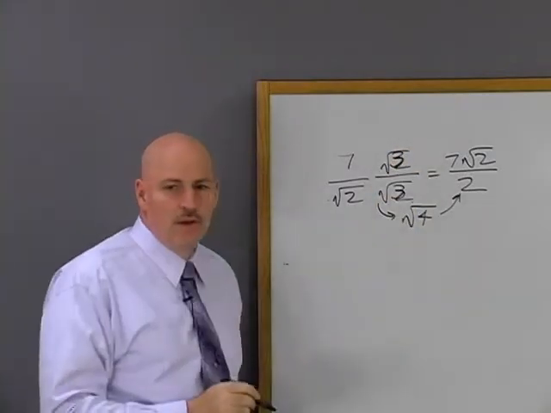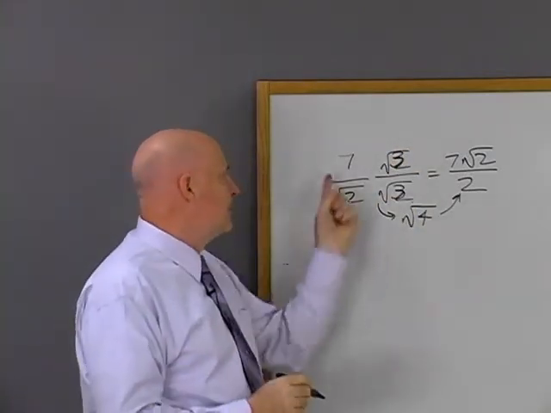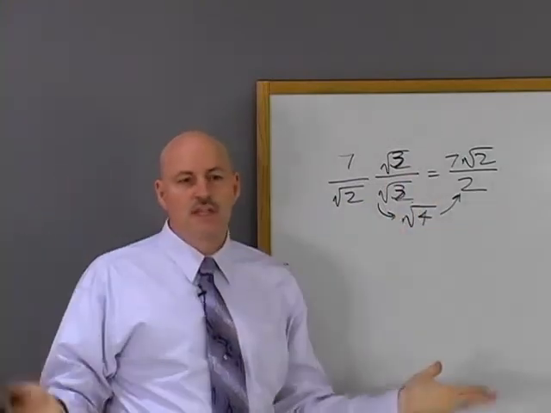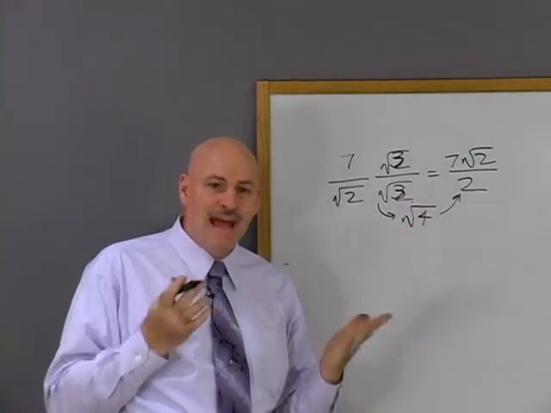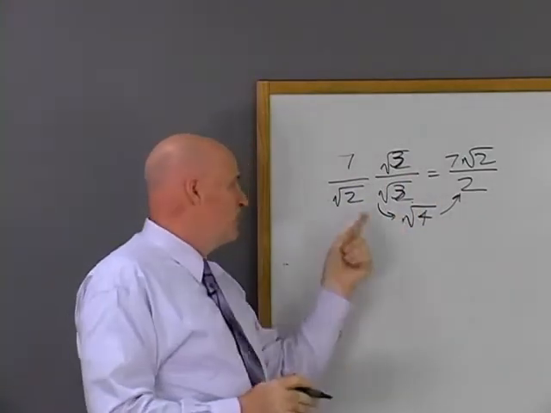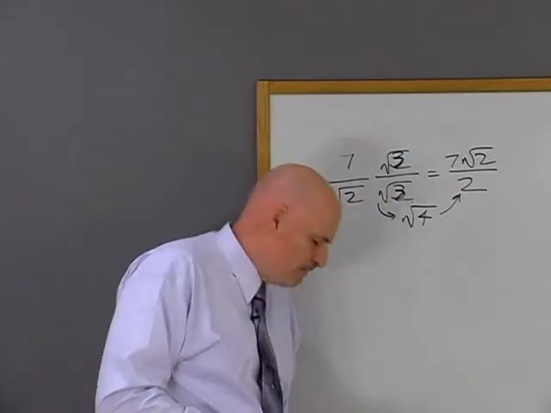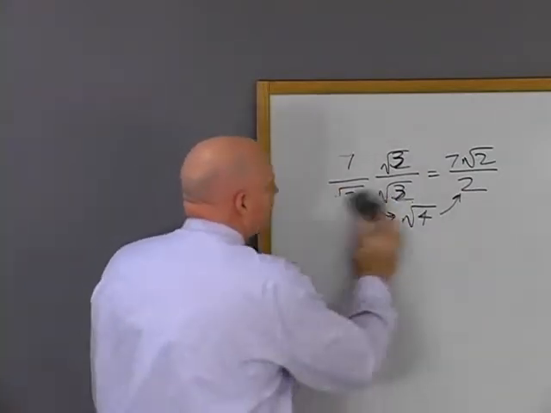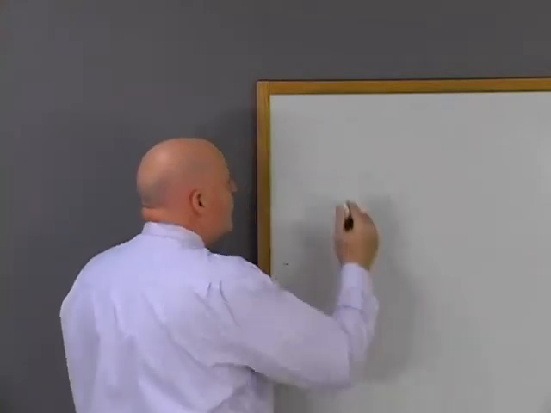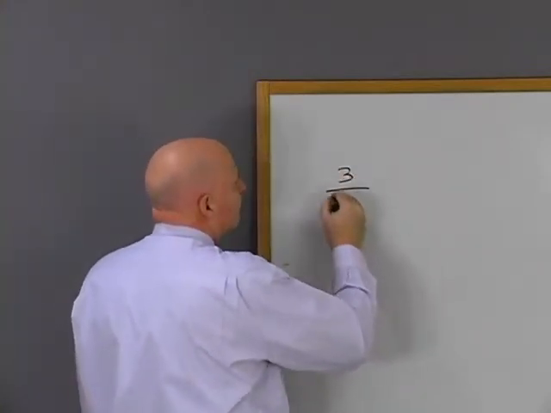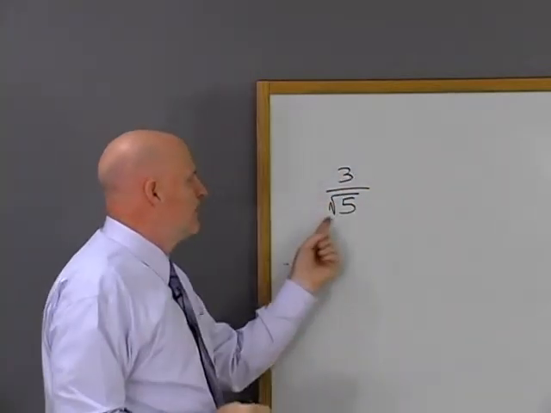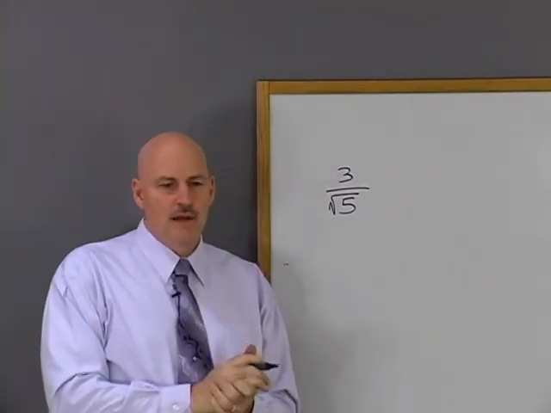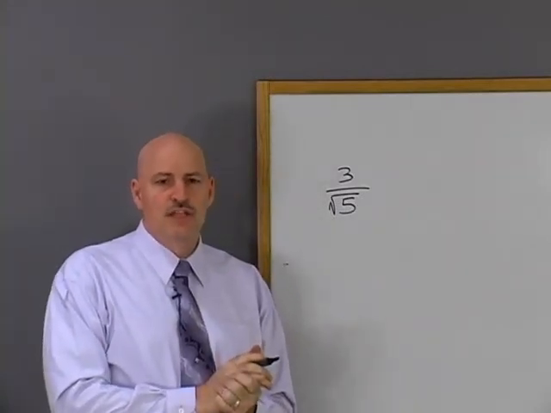Would that have worked? Then we'd have had 7 square root of 3 over the square root of 6, and we're still in bad shape in radical land because we can't have radicals in the denominator. Okay, let's try a different one. 3 over the square root of 5. The radical police are coming for him. What does he have to do to change his shape?